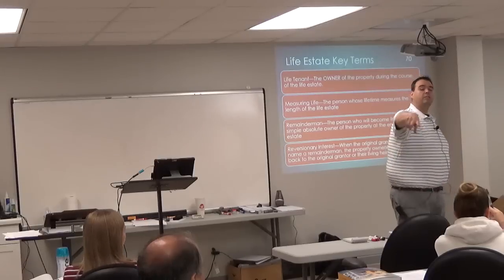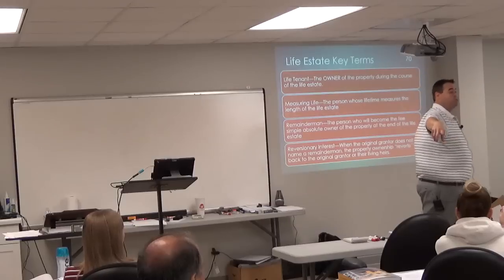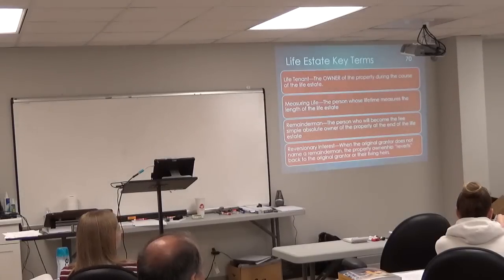So talk to me. Jenny's called the what? Life tenant. Because she owns the property. Aaliyah's called the what? Measuring life. What is Bryson called? Remainder man. He's called the remainder man or remainder interest.